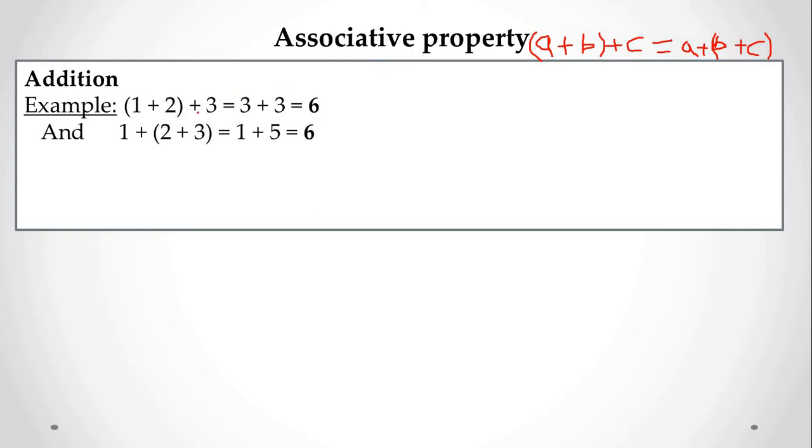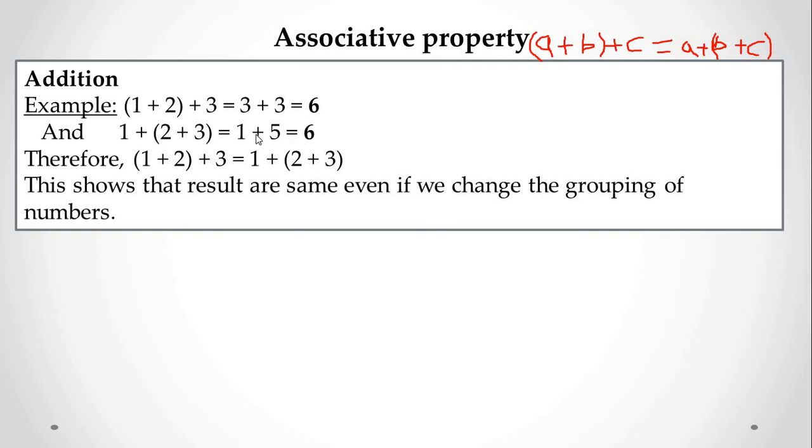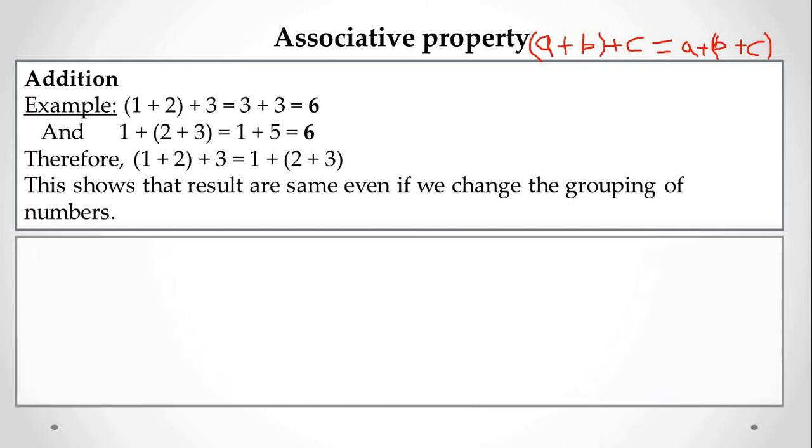Like here, 1 plus 2 plus 3: first we solve 1 plus 2, that is 3, 3 plus 3 is 6. For 1 plus (2 plus 3), first we solve 2 plus 3, that is 5, 1 plus 5 equals 6. So both are the same. Got that? It means this equation is satisfied. The result is the same even if we change the grouping of numbers. So addition is satisfied under associative property.